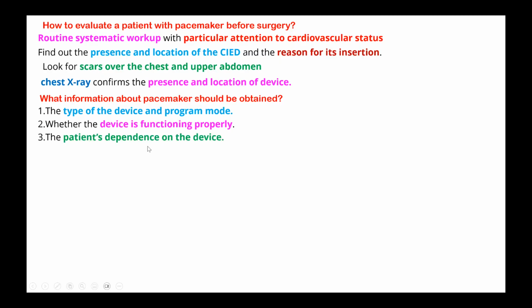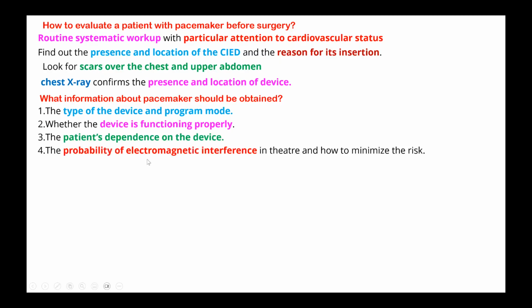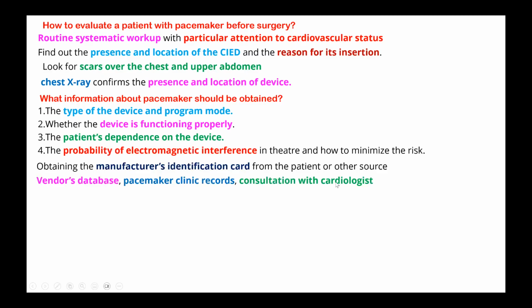So, dependence should be examined, along with the probability of electromagnetic interference in the theater and how to minimize the risk. Obtain the manufacturer's identification card from the patient or other sources, the vendor database, pacemaker clinic records, or the cardiologist, if you can approach him and find out the reason he inserted the pacemaker or ICD and what the clinical indications were. If you can have a discussion with the cardiologist, that will be the most ideal thing.